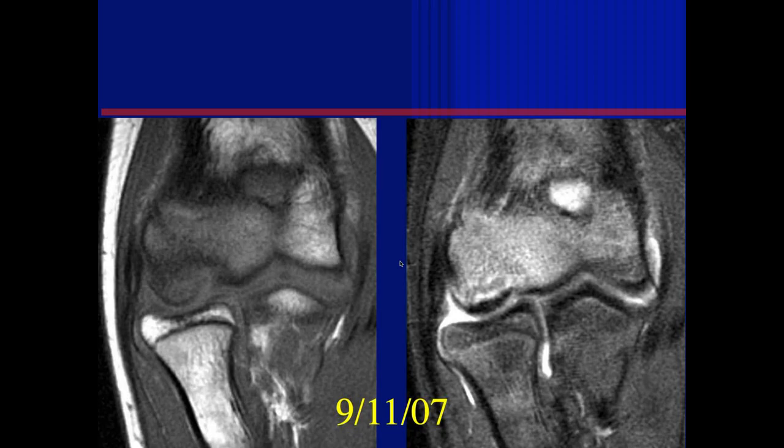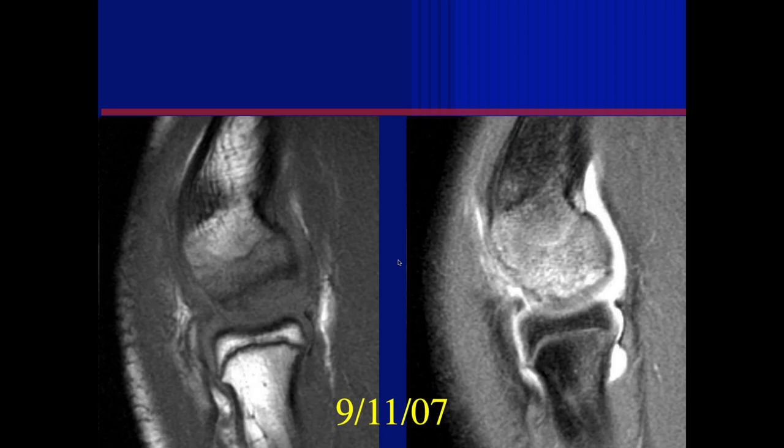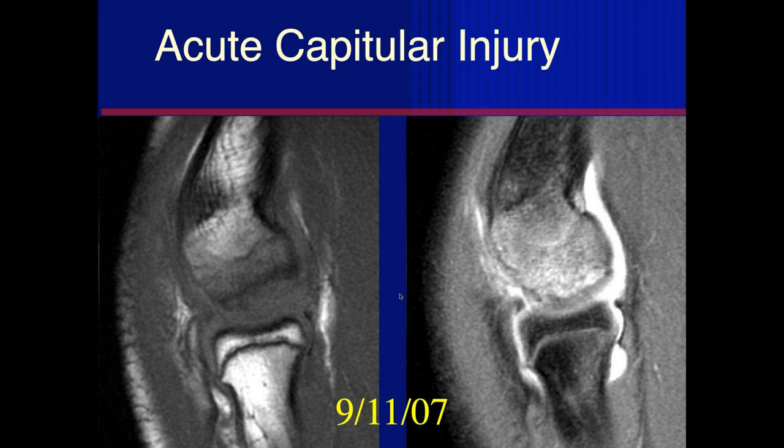Good. Okay, Michael, here's someone who, this is a day or two after the injury, so this is 9/11/07. It looks like there's a fracture of the capitellum, kind of minimally displaced. And this is a youngster, not an adult yet. So this is an acute impacted fracture of the capitellum, and you can see the marked injury to the subchondral bone here. There's no kiss injury. It's kind of interesting, isn't it? So this was on 9/11/07.